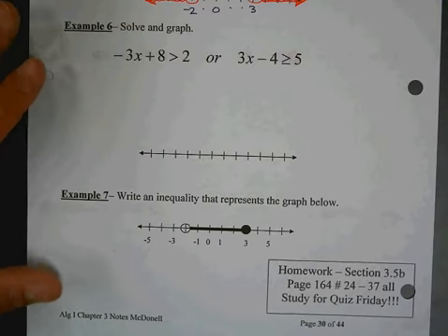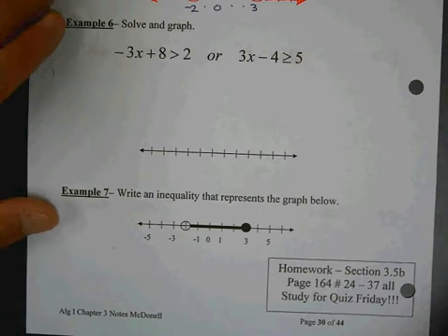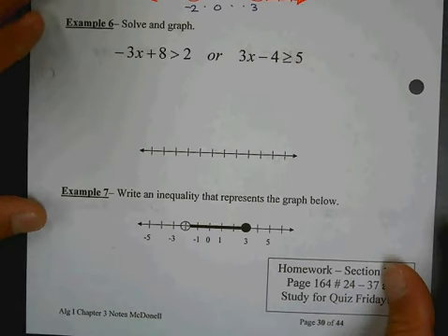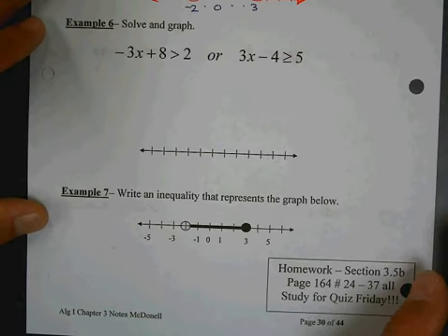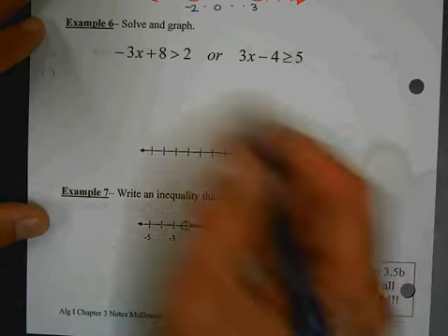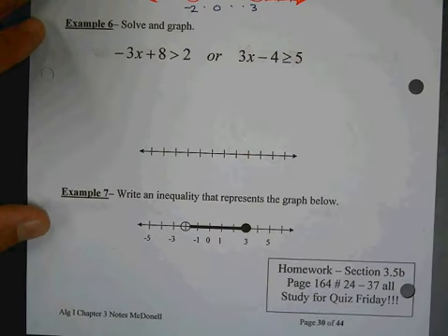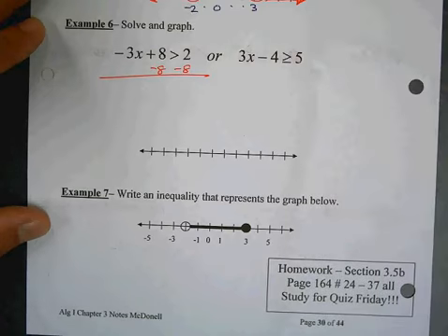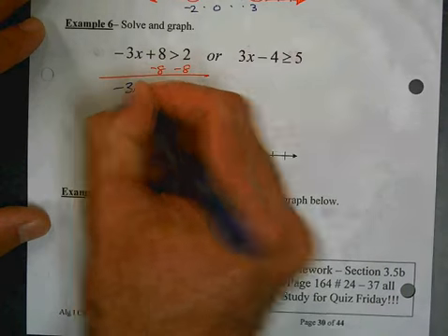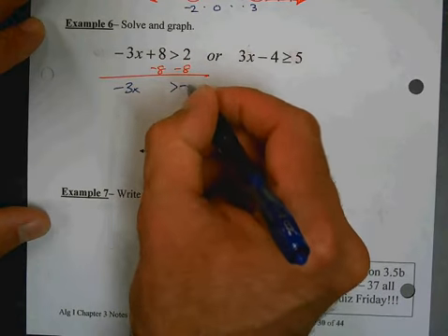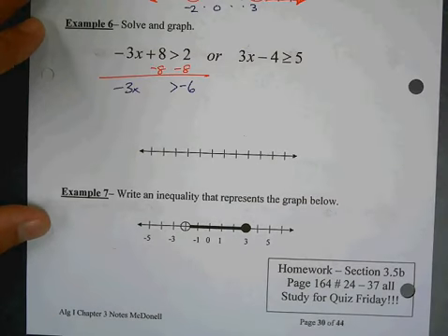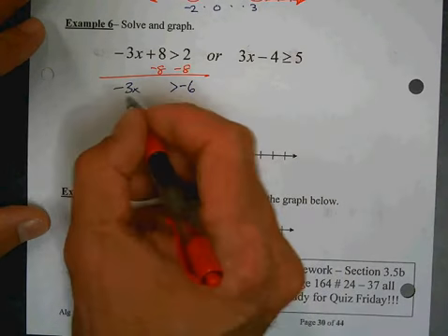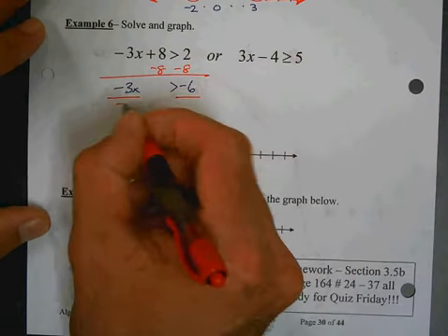Who can solve the first one? Someone who hasn't jumped in yet. Help me here. Ingrid, you feel okay doing this? Go ahead. Subtract 8, okay, and that gives you what? Nice and loud. -3x is greater than -6, okay? Keep going, you're doing fine. Divide by -3.